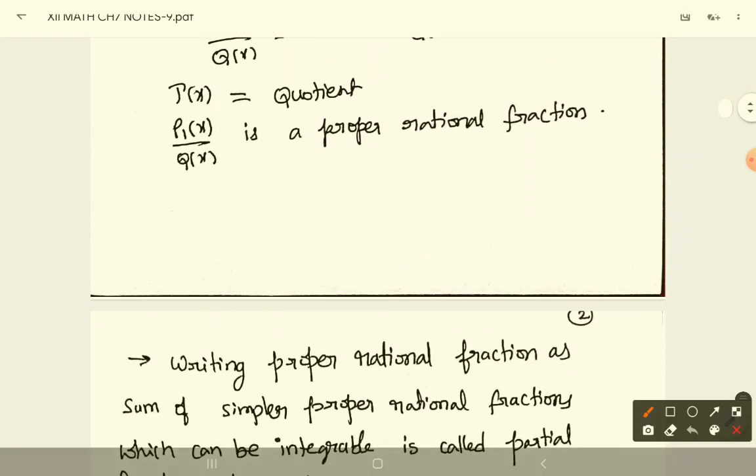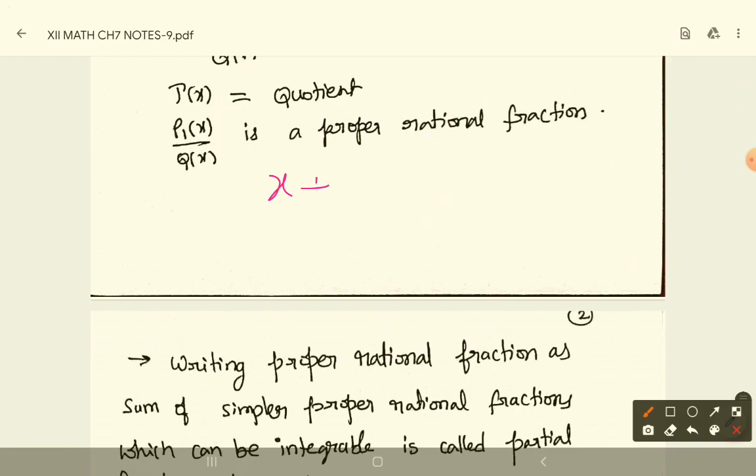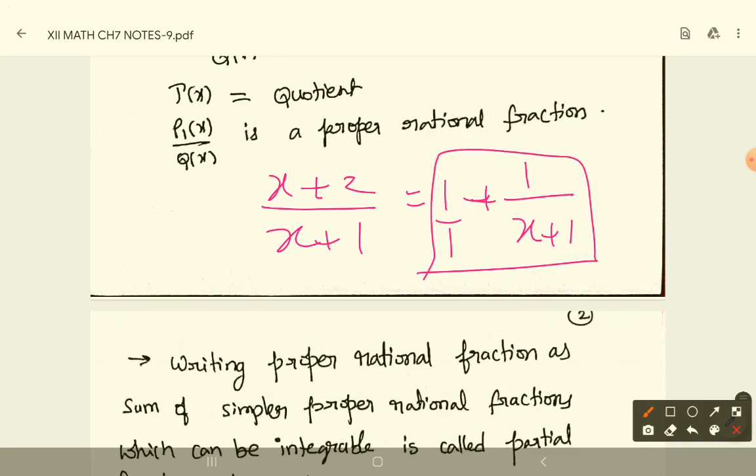For example, look here. If it is x plus 2 by x plus 1, I can write this as 1 plus 1 by x plus 1. Is it or not? You calculate and see. You will get it, right? Calculate if you want. So this is an improper rational fraction. It is 1 plus a proper rational fraction.